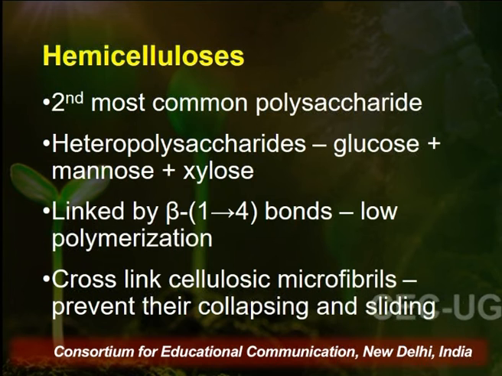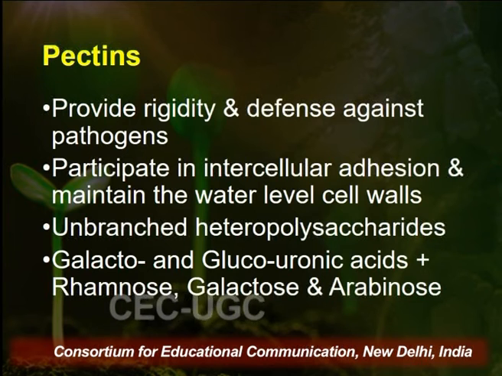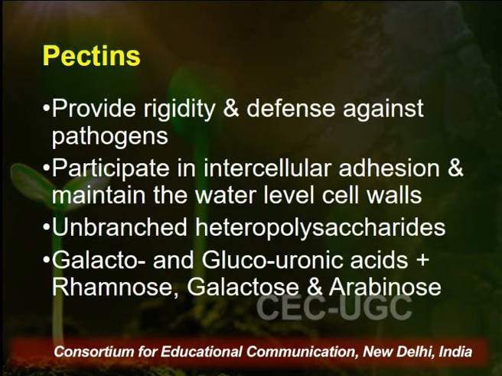Now as I discussed in the structure, these hemicelluloses are cross-linked with the cellulosic microfibrils, providing additional strength to the cell wall structure and preventing the collapsing or the sliding of those cellulosic microfibrils. The third component in the cell wall is pectins.